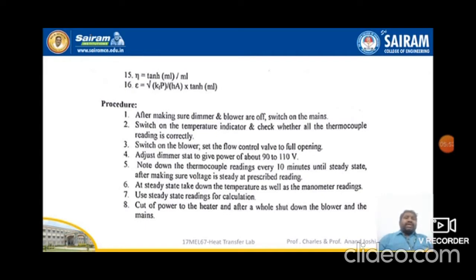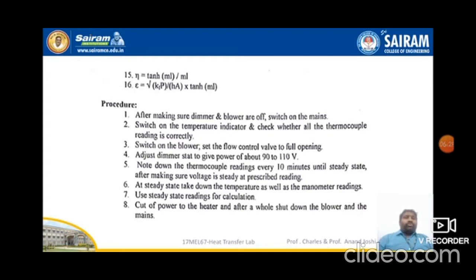Second, switch on the temperature indicator and check whether all the thermocouples are reading correctly or not. Third, switch on the blower and set the flow control valve for full opening. There are valves, like one-third, one-fourth open, and based on that opening the air will flow through the blower. So you have to keep it as a full open valve.